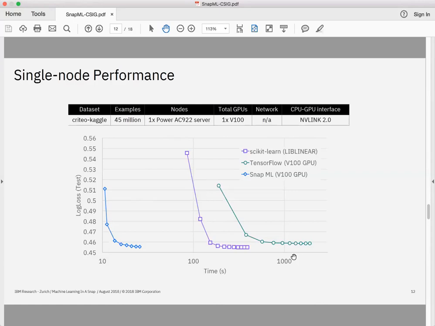So scikit-learn can't use any GPU, it doesn't have that functionality, but it does have a very efficient C++ implementation of logistic regression, which is the algorithm here. TensorFlow, we see, is actually slower than scikit-learn, even though it can use a GPU. This we attribute to TensorFlow not having good support for sparse data, and this data set is very sparse. SnapML, on the other hand, can use the GPU, and it deals well with sparse data. So we see it brings an acceleration of about 10x over scikit-learn, and even more over TensorFlow in this example.